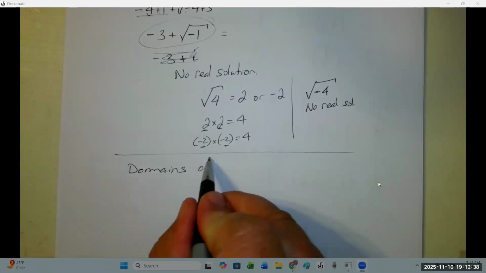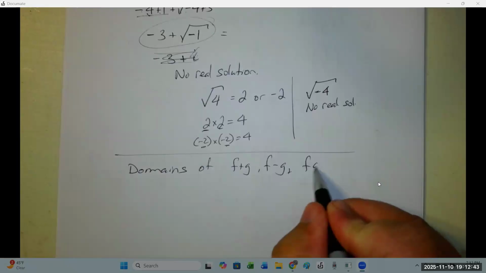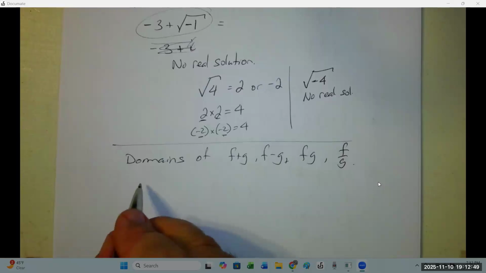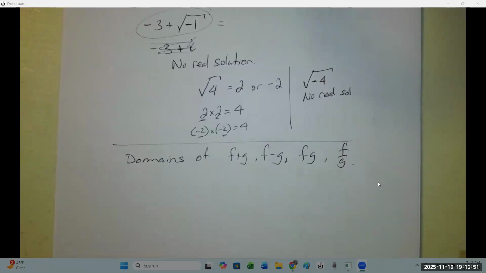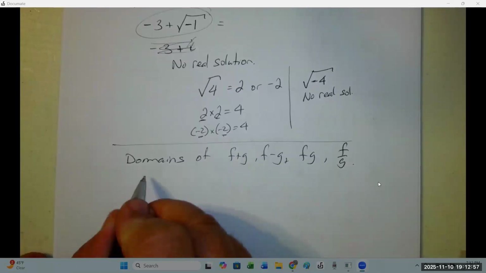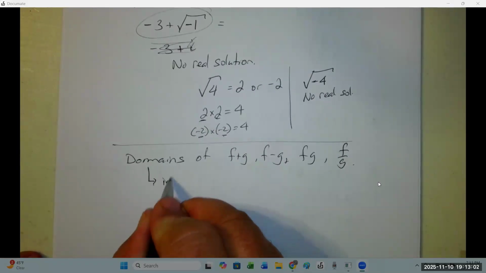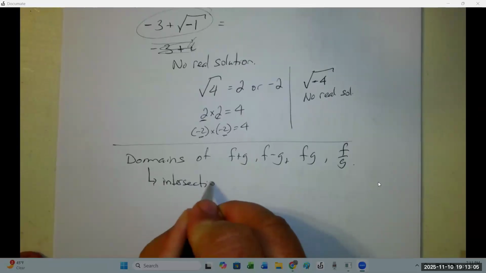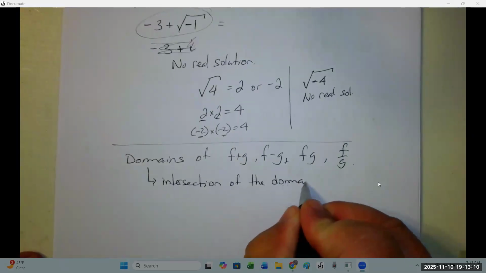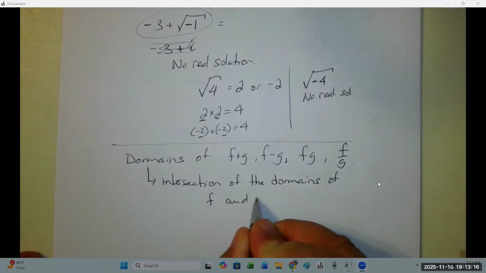The domains of f plus g, f minus g, f times g, and f divided by g. Whenever you have two functions together, the domain is the intersection of the domains of f and g.